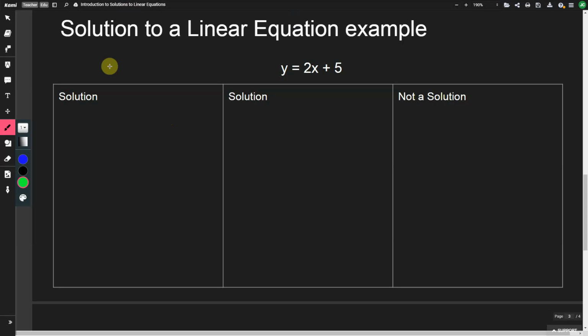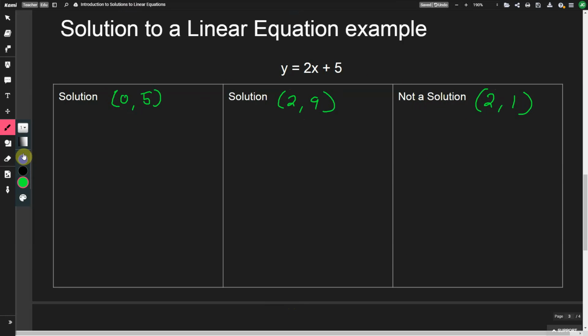And the first point, or one of the points, was (0, 5). Then it was (2, 9). And then I said a point that is not a solution was, I believe, (2, 1). Okay? So I'm going to show how these 2 points are a solution and this point is not.